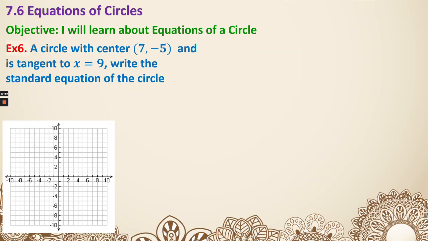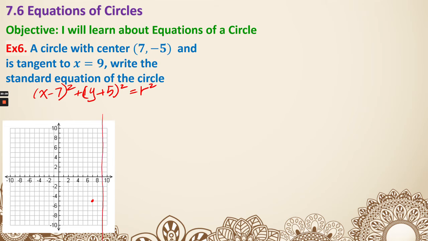Next, example 6. A circle with center 7, -5, and is tangent to x equals 9. So this time, same thing. You are told the x is the opposite of 7, so x minus 7 squared plus y plus 5 squared equals r squared. But I'm not told where r is. So let's think about it. 7, -5 is right here. The line x equals 9 is right here.